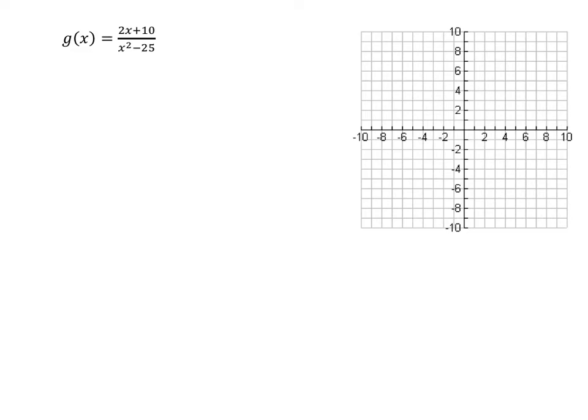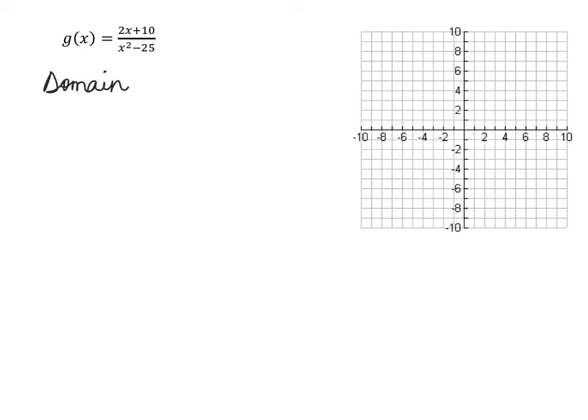In this video, we are going to work on graphing g of x equals (2x plus 10) divided by (x squared minus 25). And we're going to work on graphing this by hand without the use of our graphing calculator. So I always recommend that we begin with the domain of the function.